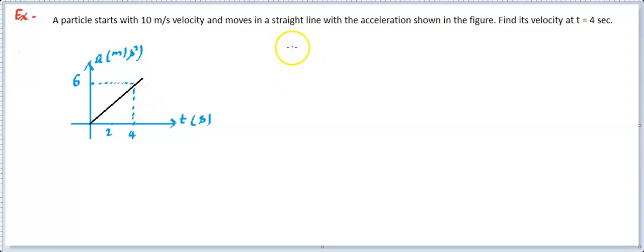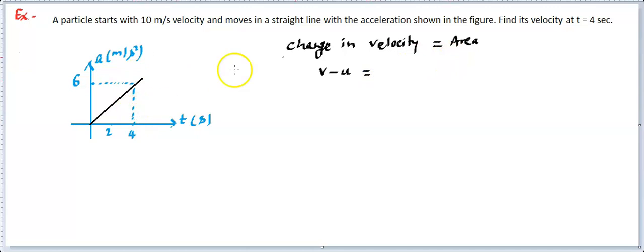So we say the change in velocity, the formula goes like this. Change in velocity is going to be the area under the graph, and change in velocity means final velocity minus initial velocity is equal to the change area. So we need to find it at 4 seconds, so we need to go from 0 to 4. So this is the area we are interested in.